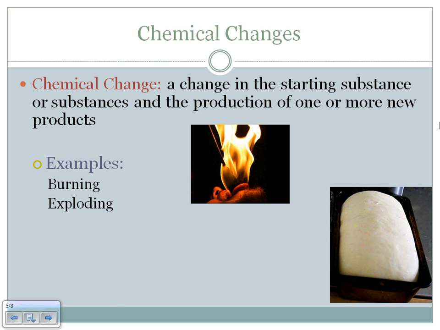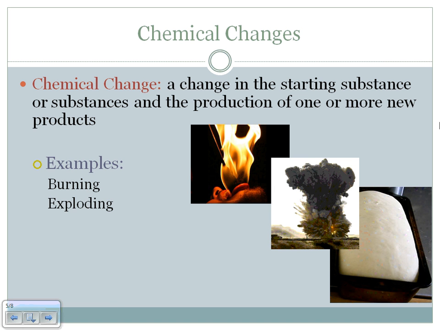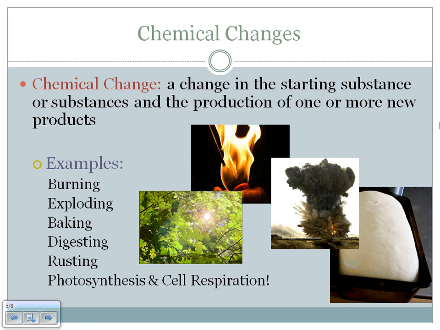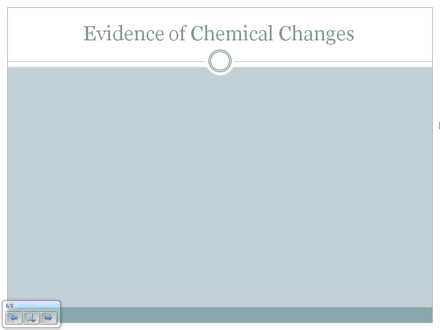Baking, or exploding. Okay, so if I bake a bread, or bake a cake, or bake cookies, I can't reverse that. If I explode something, I can't reverse that. Digesting, when we digest food, we can't reverse that. And rusting, so rust on a car, again, cannot be reversed. Photosynthesis and cellular respiration are also chemical changes.